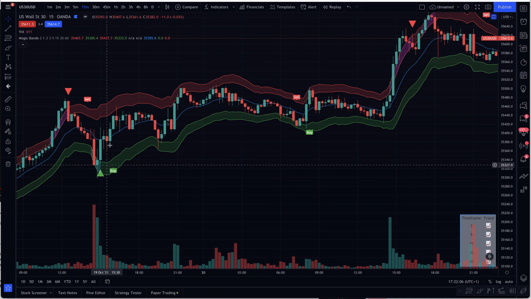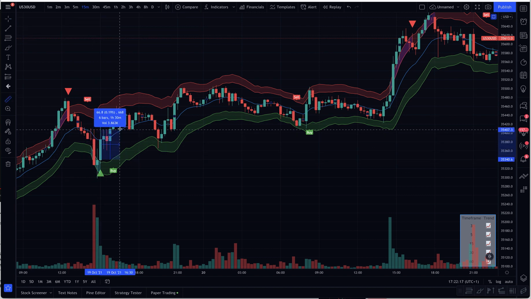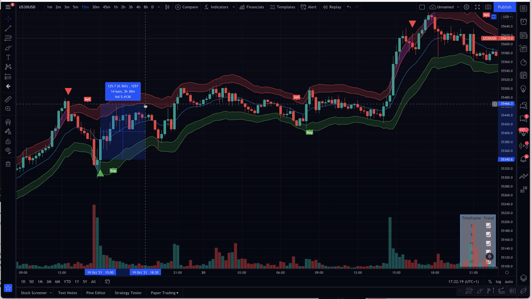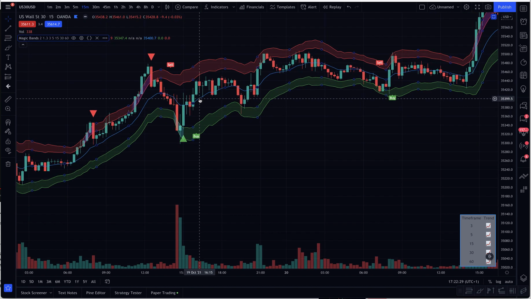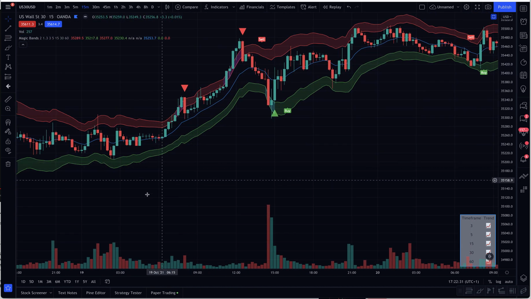Okay, we have an example here of a long position. This candle went outside of this band, so it came back inside here, and then we have a green triangle, we go long. Usually what happens, your take profit could be the blue line, or your take profit could be this one here. So when it comes here, you just close there. Let's have a look a little bit more.